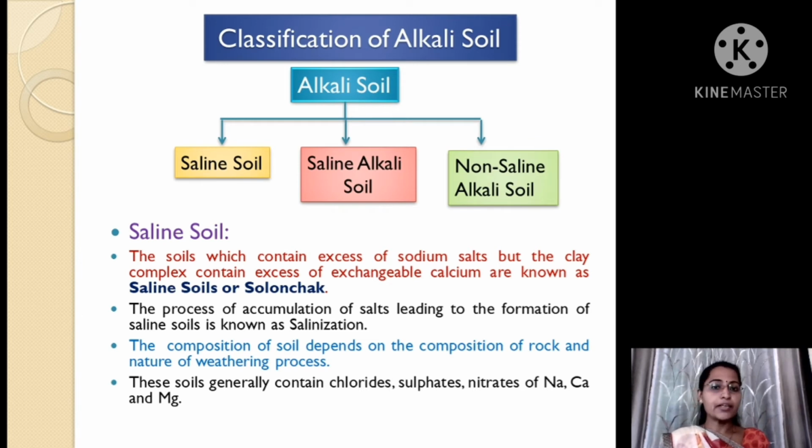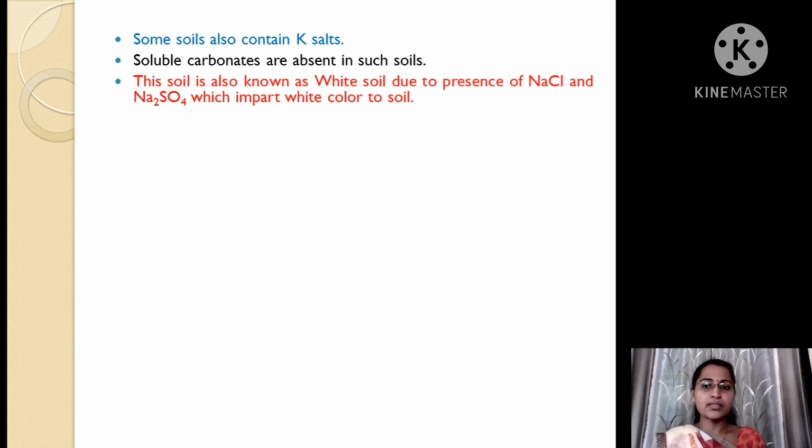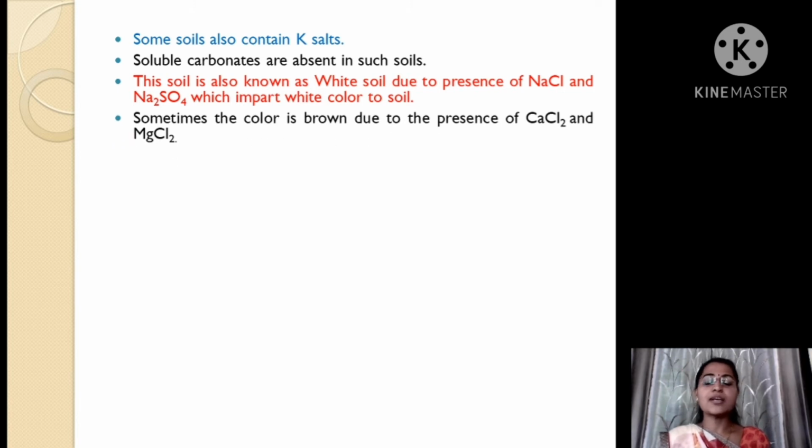This soil generally contains chlorides, sulfates, nitrates of sodium, calcium and magnesium. Some soils also contain potassium salts. Soluble carbonates are absent in such soils. The soil is also known as white soil due to presence of sodium chloride and sodium sulfate, which impart white color to soil. Sometimes the color is brown due to presence of calcium chloride and magnesium chloride.